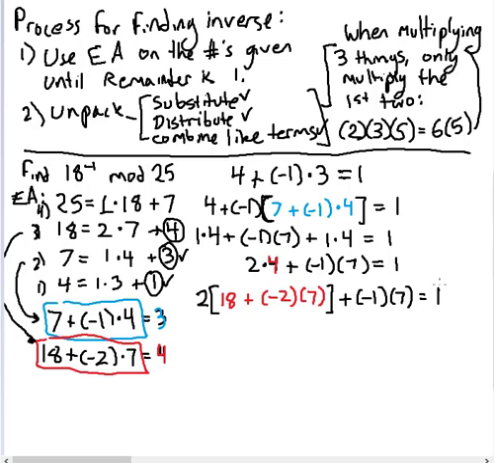Okay, we substitute, now distribute. Again, remember our rule of multiplying, so we're going to have 2 times 18 plus 2 times -2 is -4 times 7 plus -1 times 7 equals 1. Combine like terms. Well, now it's a bit easier. -4 times 7 plus -1 times 7 is going to be -5 times 7.